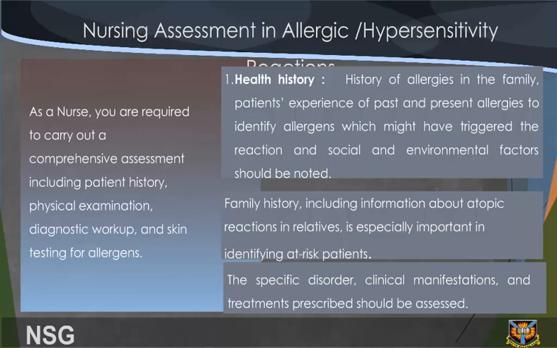1. Health history. History of allergies in the family. Patient experience of past and present allergies to identify allergens which might have triggered the reaction, and social and environmental factors should be noted. Family history, including information about atopic reactions in relatives, is especially important in identifying at-risk patients.